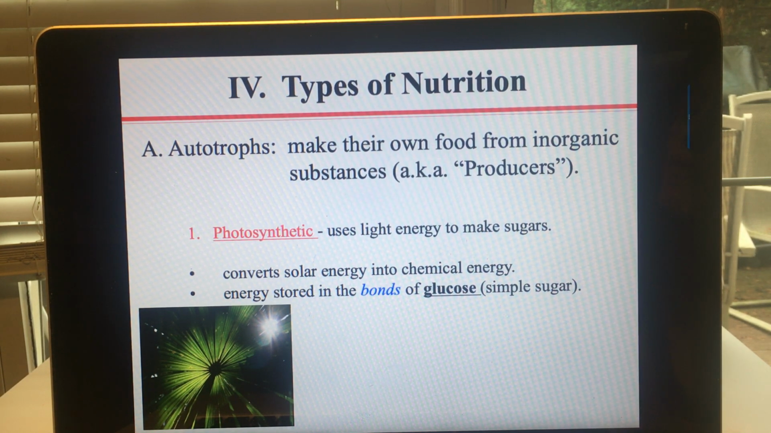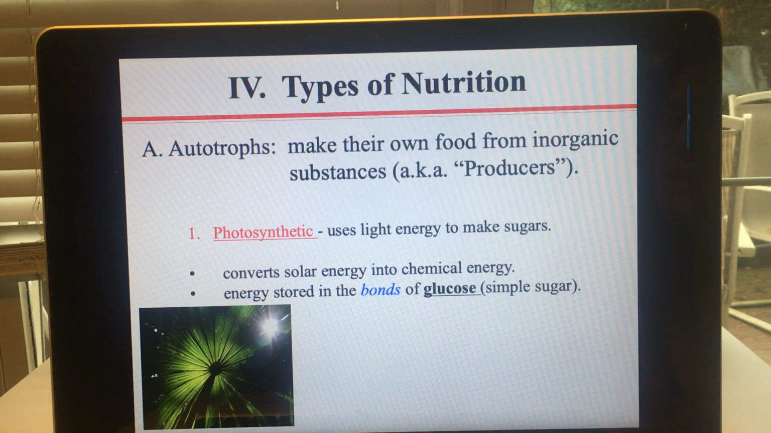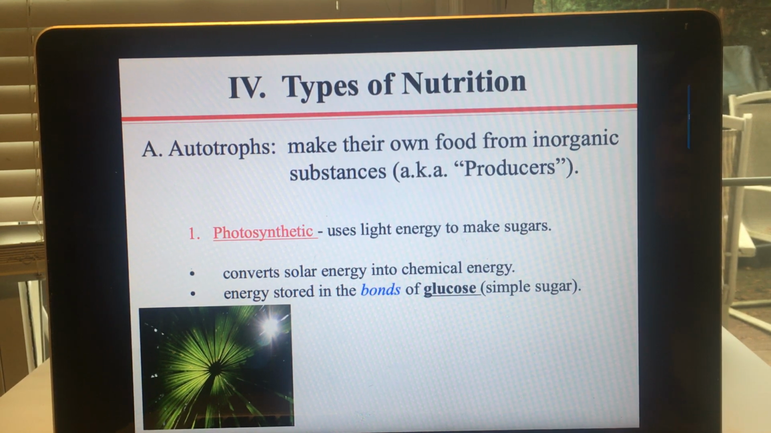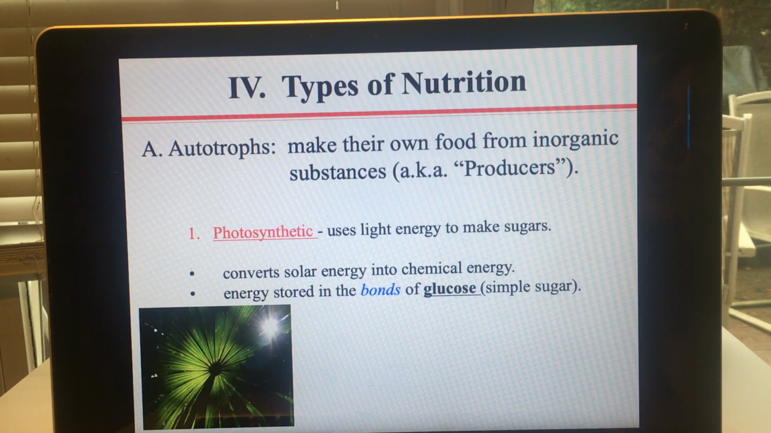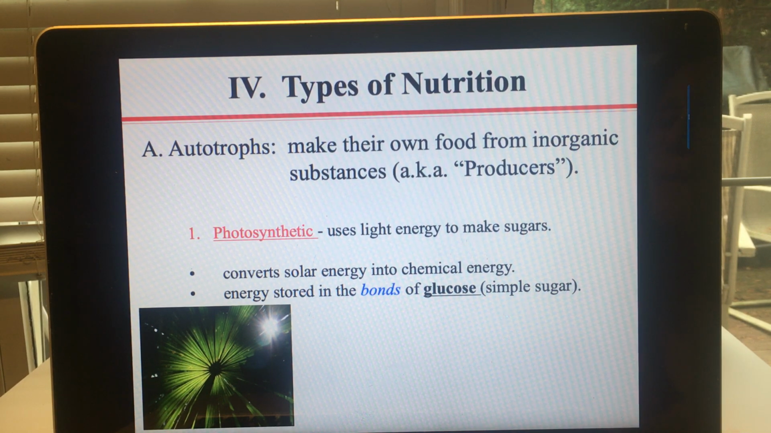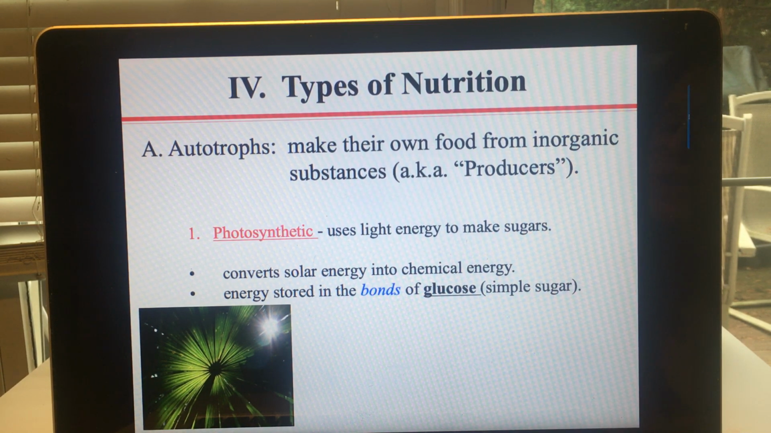And there are also photosynthetic bacteria. We'll talk more about that at a later time. But photosynthetic organisms use light energy to make sugar. And they convert solar energy into chemical energy. And the energy is stored in the bonds of glucose, or simple sugars. And it's not really technically stored in the bonds of glucose, but the ability of living things to break bonds and form new bonds means that there's chemical potential energy in sugars, and of course also proteins and fats.